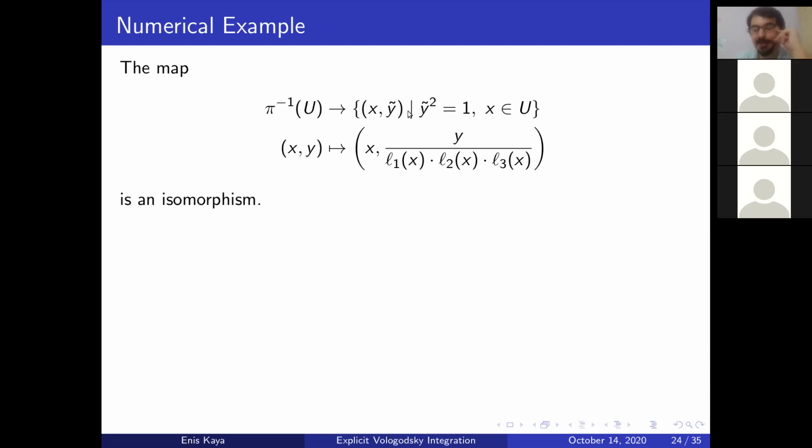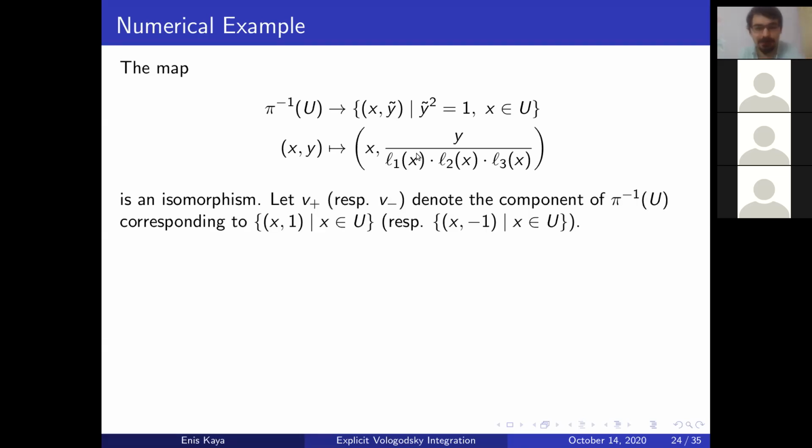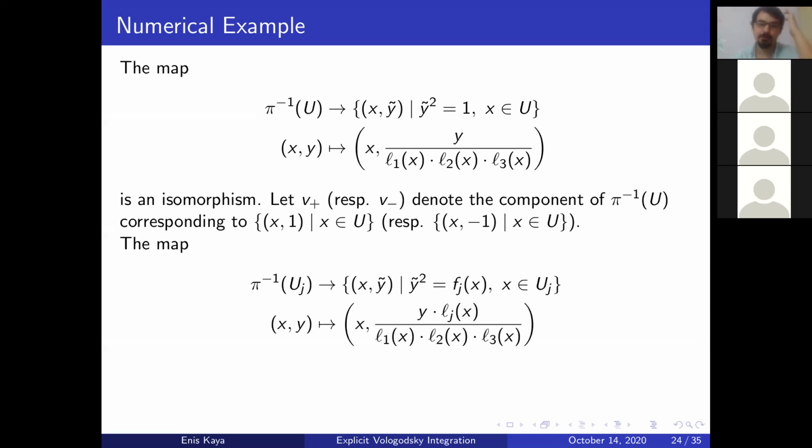Okay, on the right-hand side, as you see, y tilde squared is just plus or minus 1. And so on the right-hand side, we have the disjoint union of two sets. And here I'm just saying that V plus and V minus denote the components of this inverse image corresponding to plus space and minus space. So as you see, U is connected, but its inverse image is the disjoint union of two spaces. So this is possible. So we will play the same game for other components.